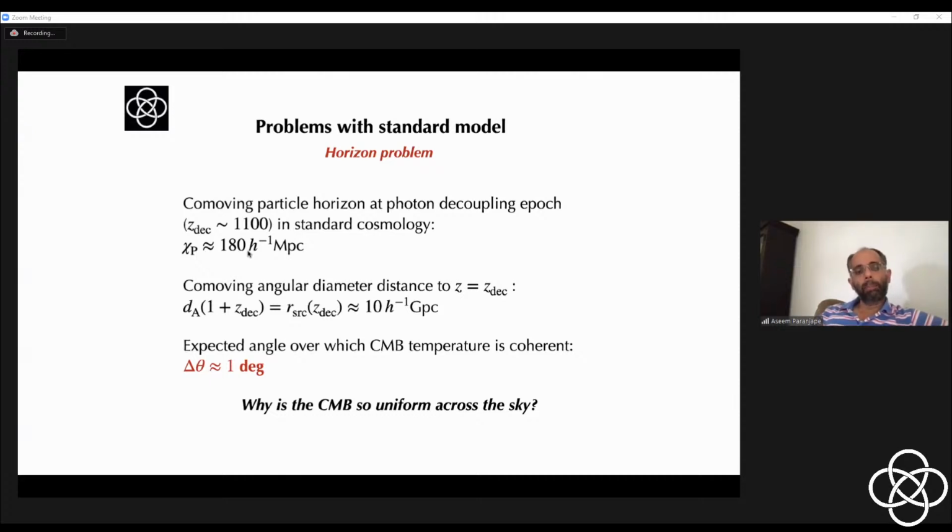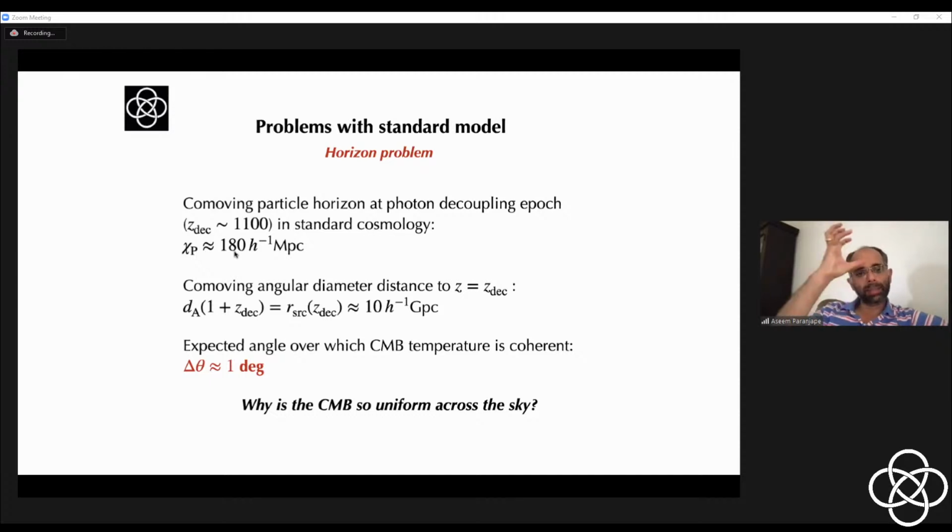Now let us ask the following question. Suppose I have a patch of this size, and I observe such a patch today, meaning there are places in the universe which were causally connected by signals that started at the Big Bang, and these signals traversed up to the photon decoupling epoch. So imagine signals that were going in different directions in the sky starting from the Big Bang. I can ask the question, what size of sphere would they trace at the photon decoupling epoch? This sphere would have a radius of around 180 h inverse Mpc.